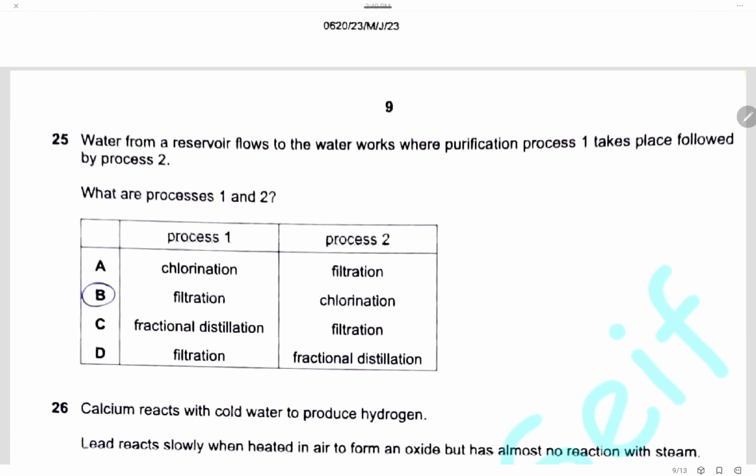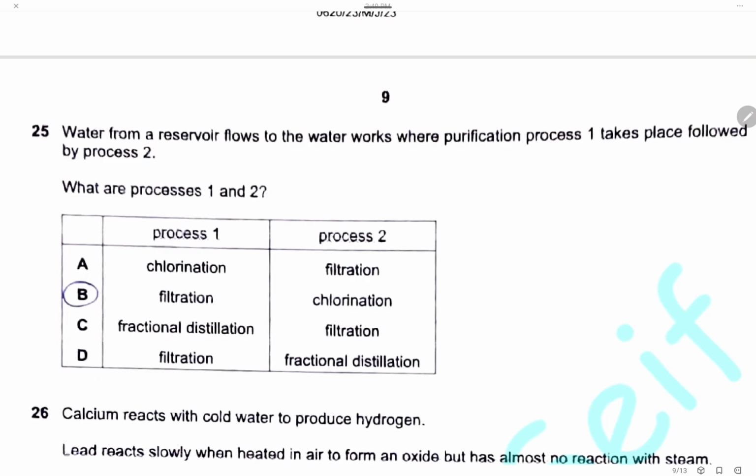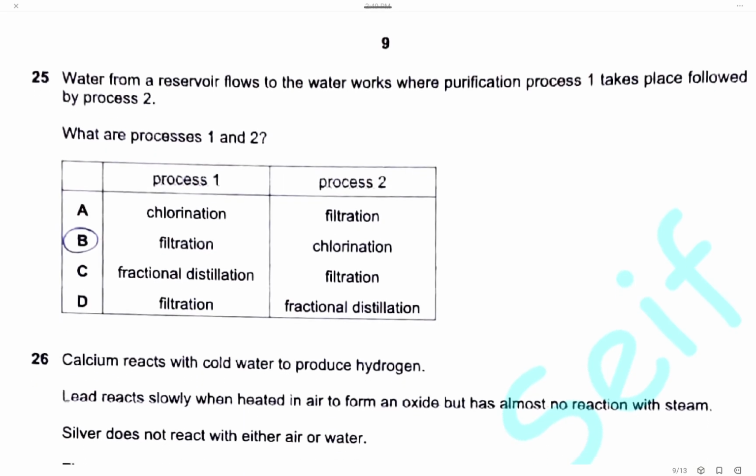Question 25. Water from a reservoir flows to the waterworks for purification. Process 1 takes place, followed by process 2. What are process 1 and 2? For purification of water, first we will make filtration to remove the insoluble solid from water, then chlorination to kill bacteria. So the correct answer is B.